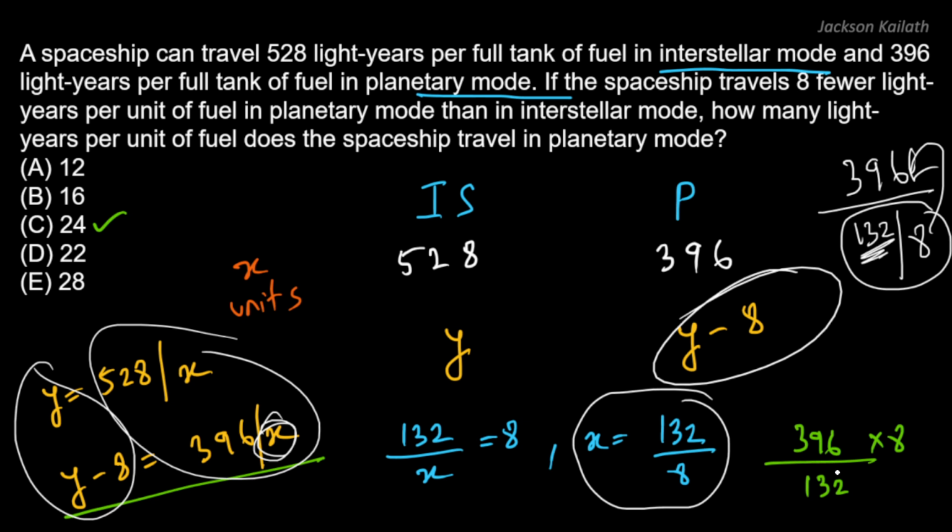Let's try to do that. You can see that this 396 by 132 goes actually 3 times, right? Just multiply this by 3, you will see that you will get 396. So this over here becomes 3, and 3 into 8 is 24. That is your answer. Now I'm sure that you have thoroughly learned this type of question.